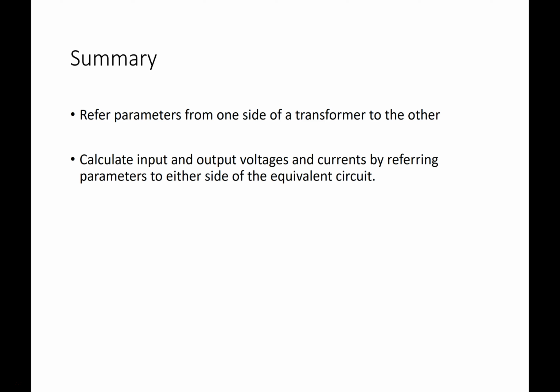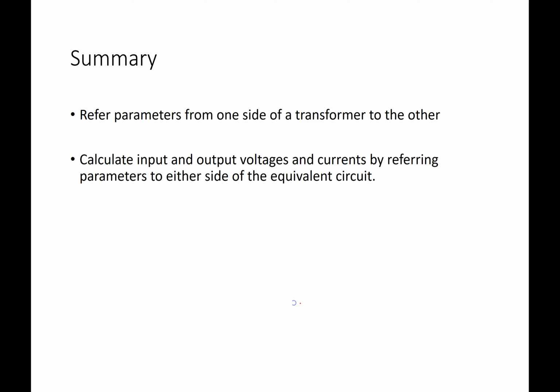So in summary, by now you should be able to refer parameters from one side of the transformer to the other. Remember here, you just use the turns ratio squared, with the numerator being the side that you're going to. And the other thing you should be able to do is calculate input and output voltages and currents by referring the parameters to either side of the equivalent circuit. And remember here, it's just like your AC circuit analysis. The same theory applies. It is just a different circuit, a fixed topology circuit that we're working with, which means it should be even simpler.